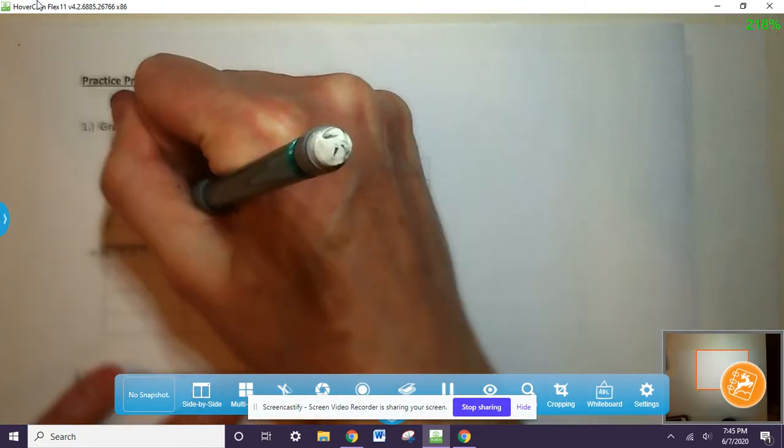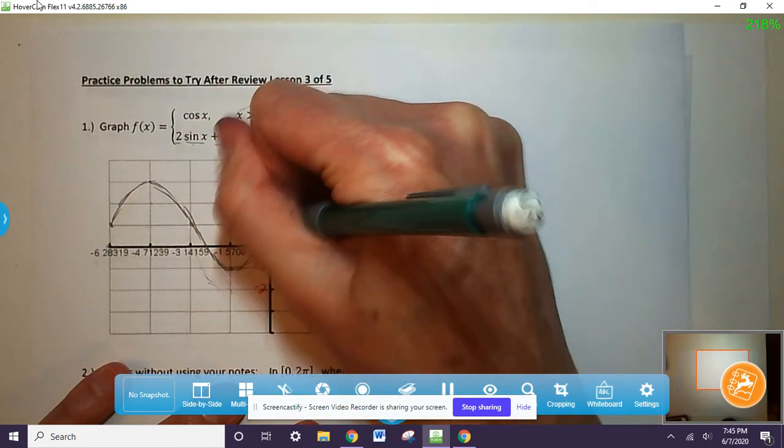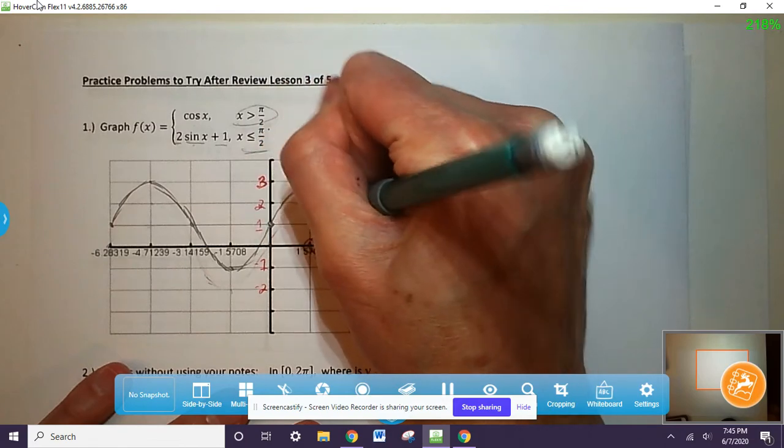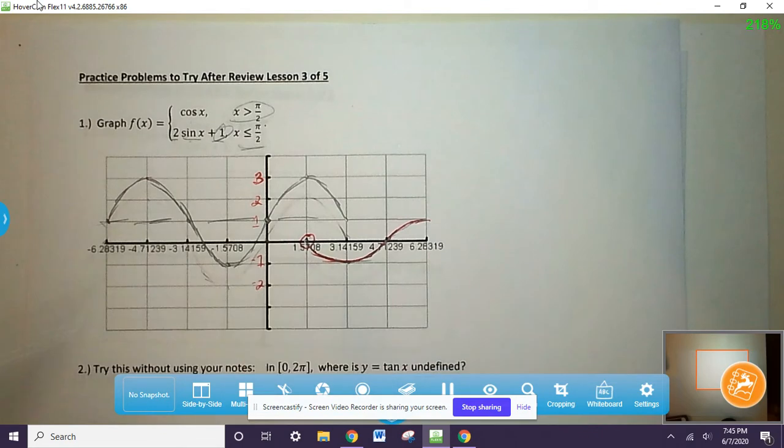And for some of you, you like to graph the midline or visualize the midline because that helps you see the vertical stretch and the vertical shift. So the midline here would be y equals 1 because the vertical shift is always where the midline is.